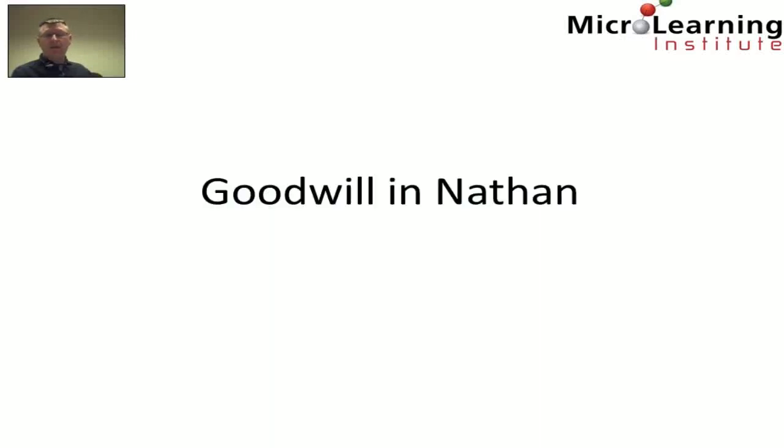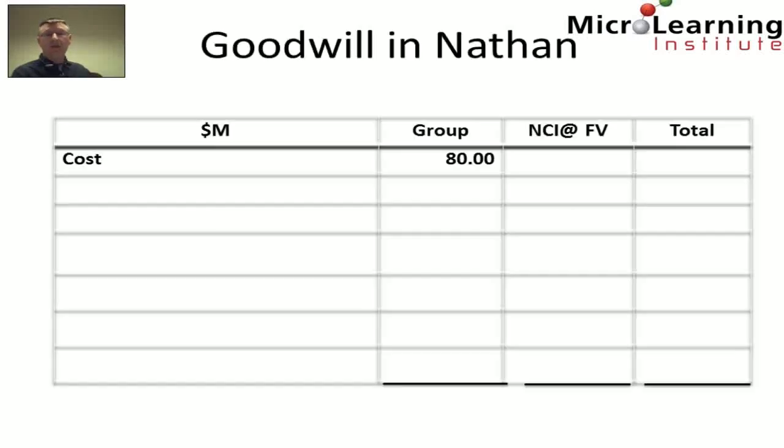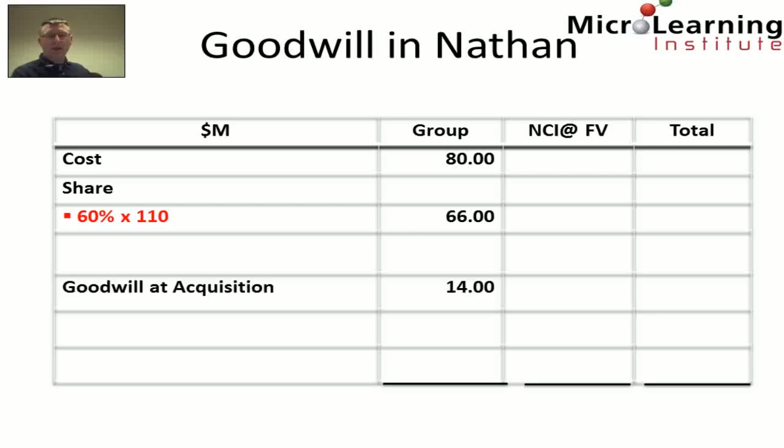Now that we know the fair value of the net assets of Nathan, we can look at the calculation of goodwill in Nathan at acquisition and subsequently. The cost of the group share of Nathan was $80 million, and for that the group acquired 60% of that fair value of net assets of $110 million, and consequently recognized goodwill in the group at acquisition of $14 million.